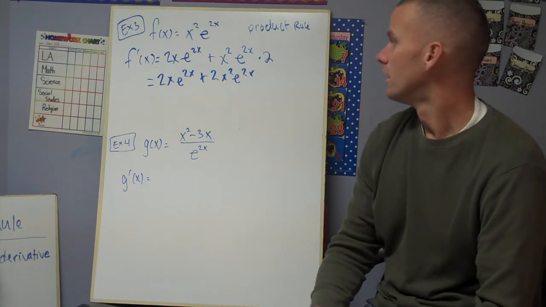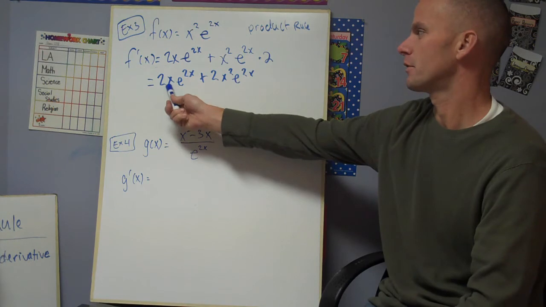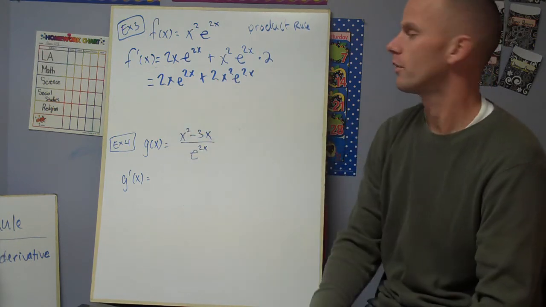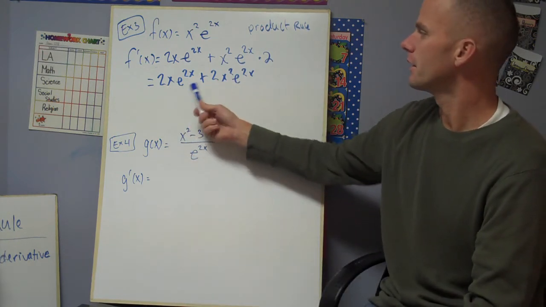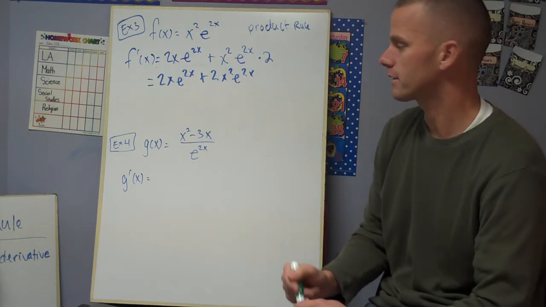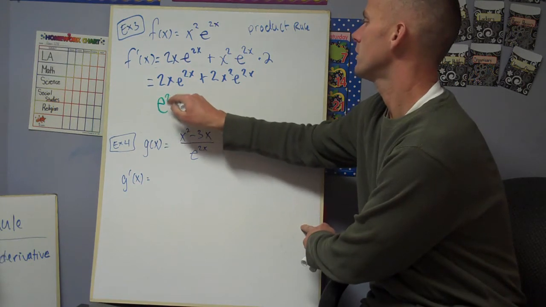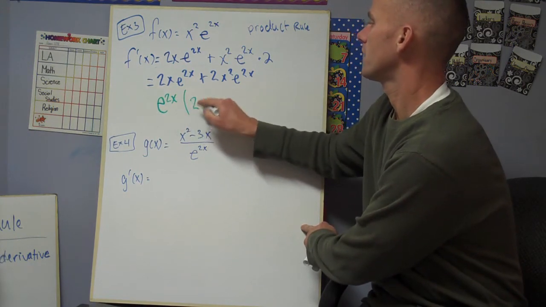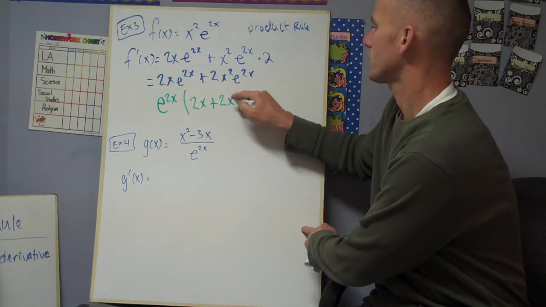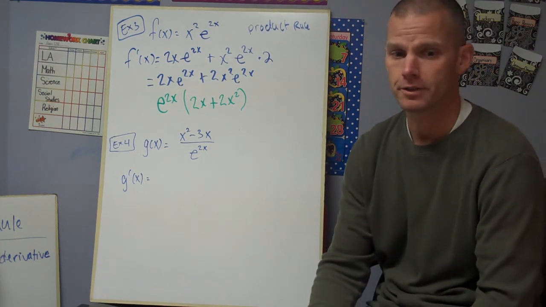So we've got some stuff in common here. 2x squared, we could factor that out. But what might be a little bit easier, e to the 2x power, e to the 2x power. So we're going to take the e to the 2x out. So e to the 2x power, take that out, and we've got 2x plus 2x squared. There's our final answer for that.